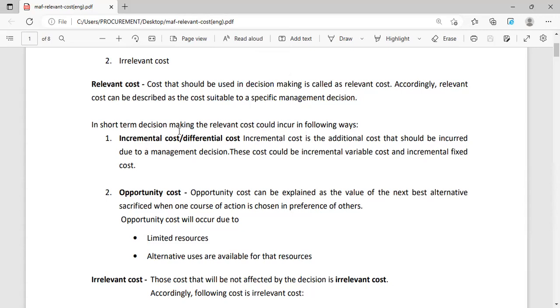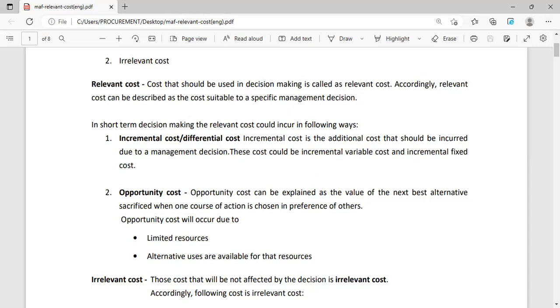In short-term decision making, the relevant cost can occur in the following ways, which we have already treated all through. We have incremental costs, which we can also call differential cost. Incremental cost is the additional cost that should be incurred due to a management decision.